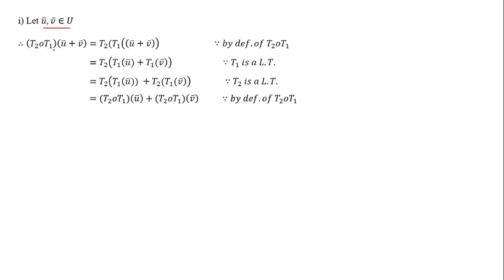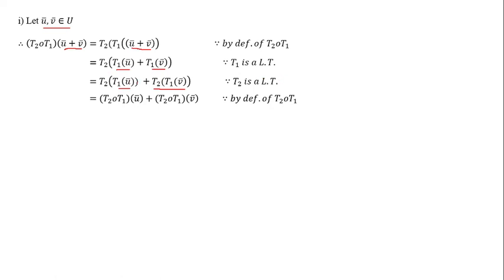So apply the definition. T2 as it is, T1 operating on u bar plus v bar. Now, keep T2 as it is and operate T1 on u bar plus v bar. Since T1 is a linear transformation, T1 preserves the addition. So this can be written as T1 operating on u bar plus T1 operating on v bar. Now these are elements in vector space V, so you can apply T2. So T2 operating on T1 u bar plus T2 operating on T1 v bar. The reason is that T2 is a linear transformation.